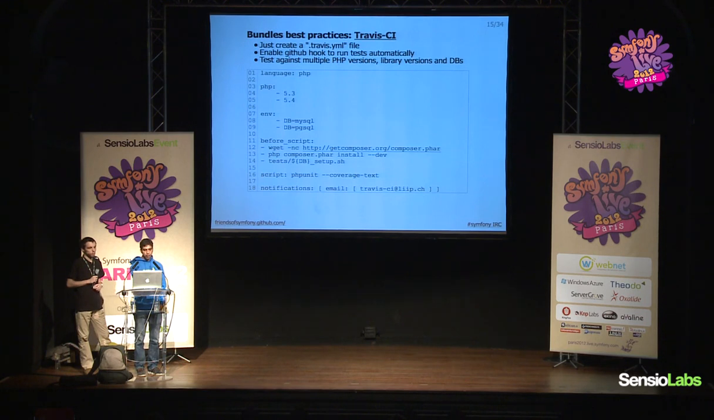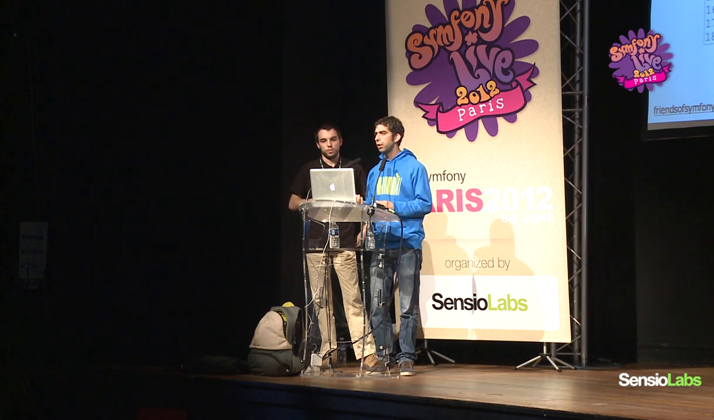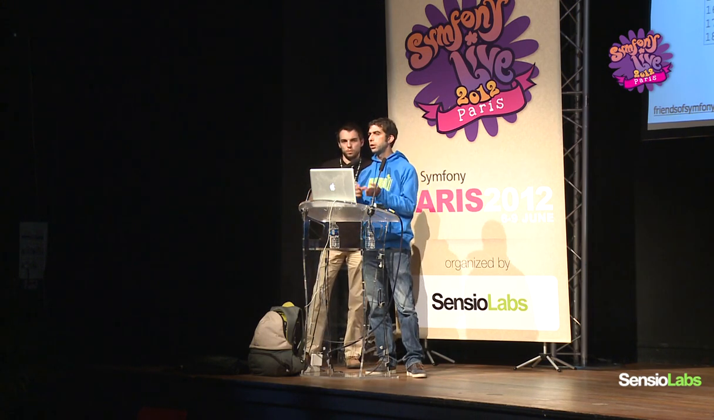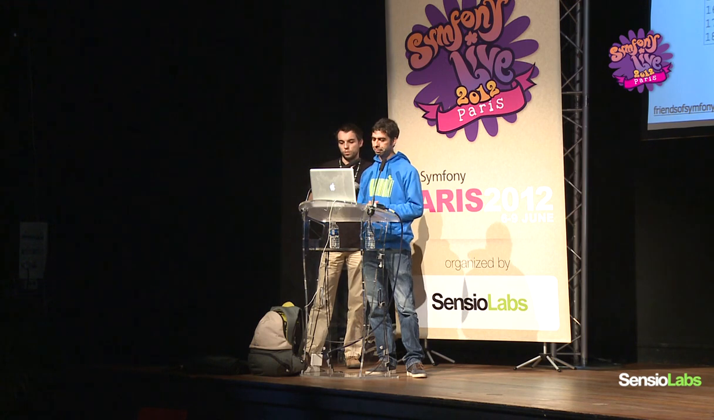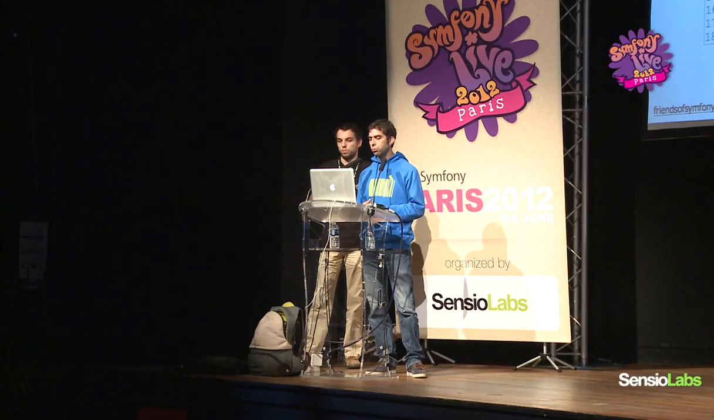So with what we define for the PHP versions and the environment, we're actually going to run four test runs separately. One with PHP 5.3 and MySQL, one with PHP 5.3 and Postgres, and the same thing for PHP 5.4. And you can create new environments, for example, for testing against Symfony 2.1 and Symfony 2.0 and things like that. Then furthermore, you have the option of running a before script. In this case, we're using it to download Composer and then run Composer to install our dependencies. And then we also run a little database setup script to maybe create a database and maybe populate it so that we have some data for our unit tests that we're then running.